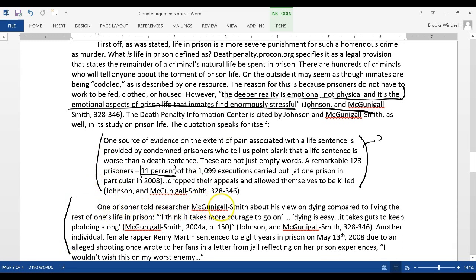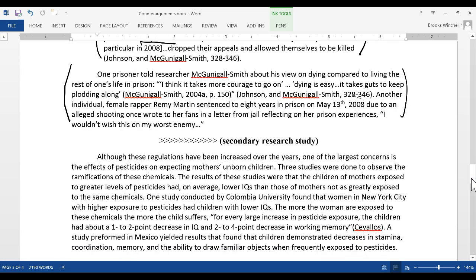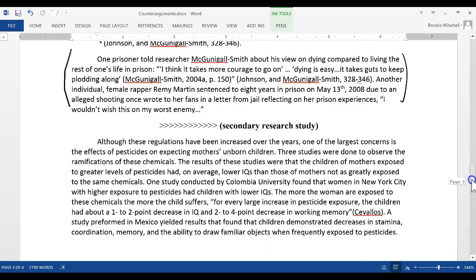One prisoner told researcher McGinnigal Smith about his view on dying compared to living the rest of one's life in prison. "I think it takes more courage to go on. Dying is easy. It takes guts to keep plodding along." Johnson, McGinnigal Smith. Another, female rapper Remy Martin, sentenced to 8 years in prison on May 13, 2008, due to alleged shooting, once wrote to her fans in a letter from jail reflecting on her prison experiences, "I wouldn't wish this on my worst enemy." So there we have some anecdotal examples. So you have expert opinion, research finding, anecdotal examples, several things working to show us how difficult life in prison can be. And this is the last one.